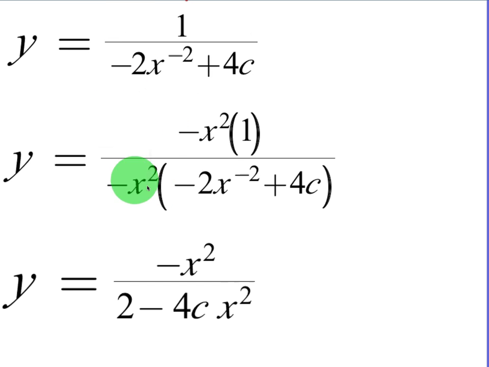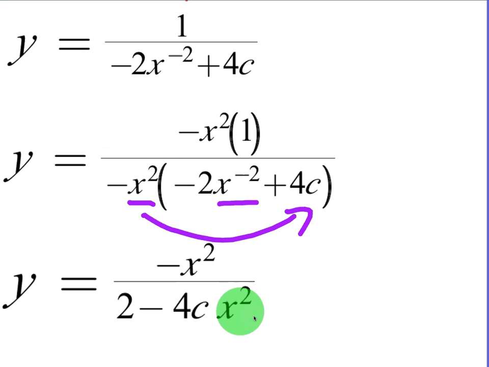It will get rid of this negative here, and the x squared and the x to the negative 2 will cancel each other out, and it'll just be negative times negative 2, which is positive 2. But I also have to distribute that to the right-hand side. So it ends up being negative 4c times x squared. On top, it's just going to become negative x squared. So again, I'm doing that to cancel out this negative exponent.